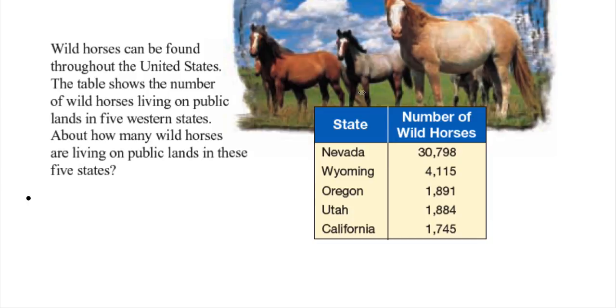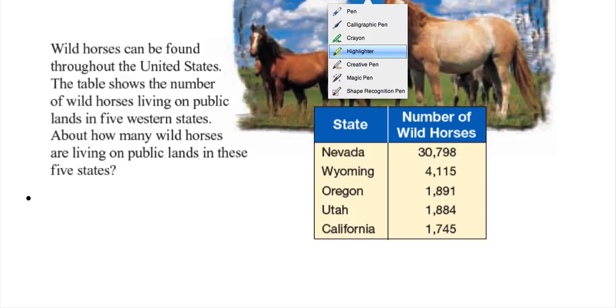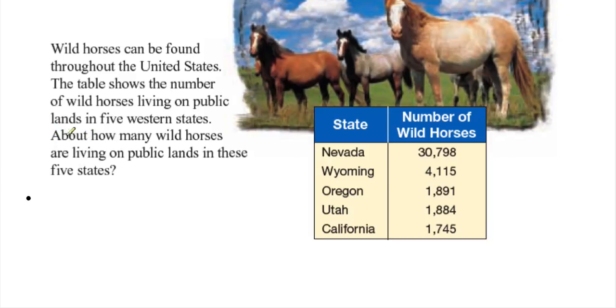So in Nevada, there are 30,798 wild horses, Wyoming 4,115, Oregon 1,891, Utah 1,884, and in California you have 1,745. Okay, the key word that I want to emphasize here is the word about. In terms of finding out what we need to know, asking about how many wild horses are living on public lands in these 5 states, this word will tell you that estimation is required.